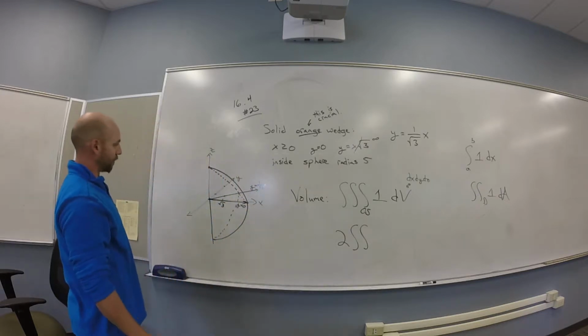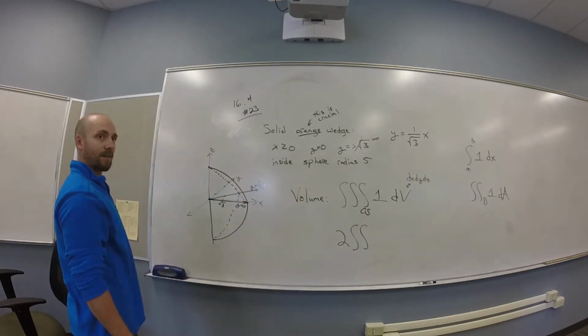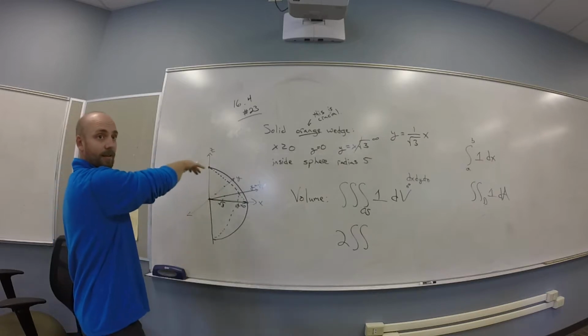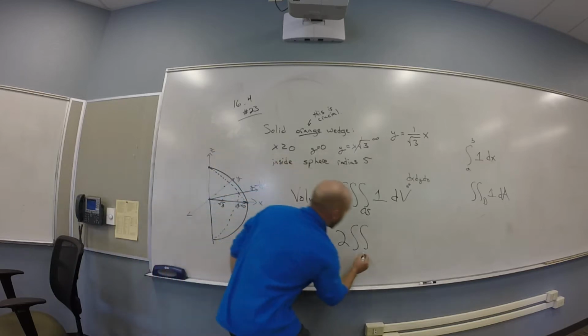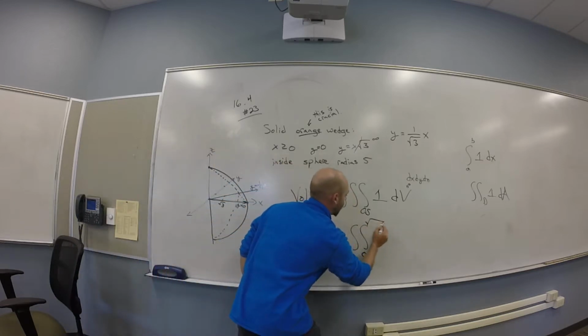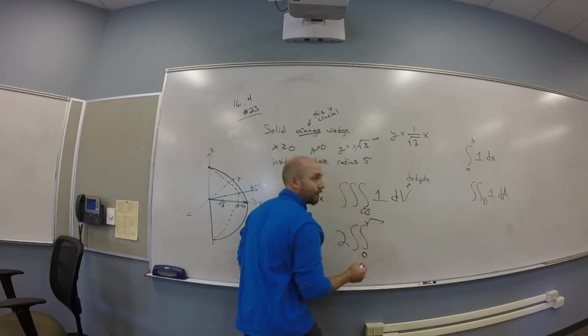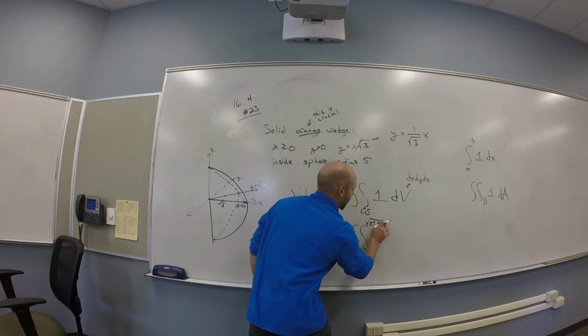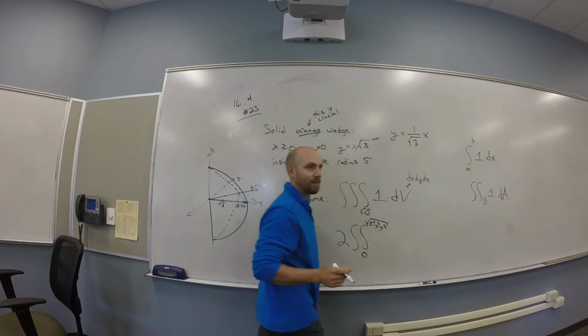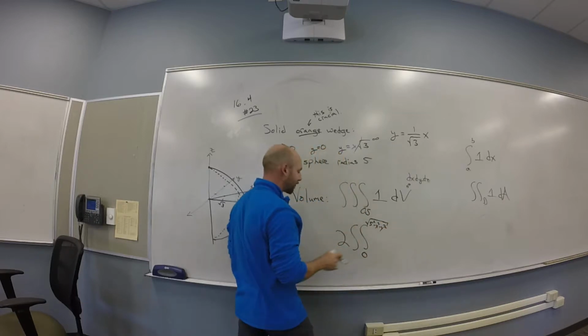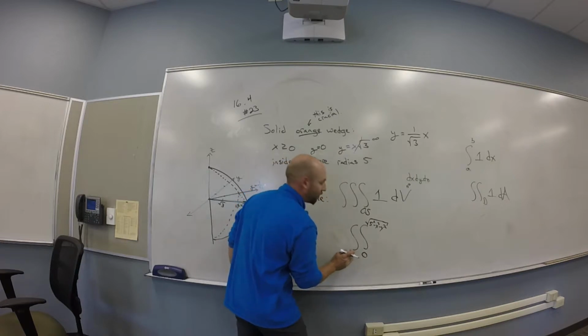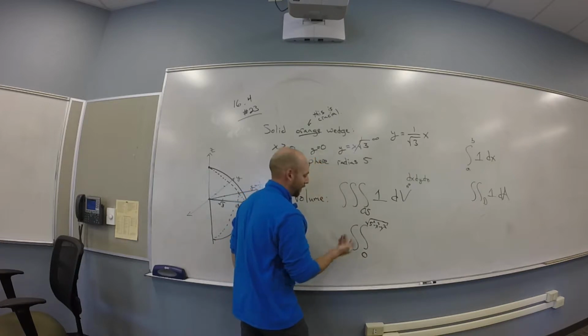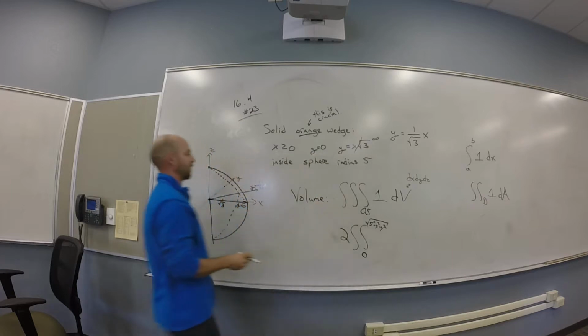Under what curve? Yeah, I need that sphere, right? So I'm going to go from 0 to the square root of 5 squared minus x squared minus y squared. If you don't want to exploit symmetry, you can just go, or the other one would be the negative of that, right?